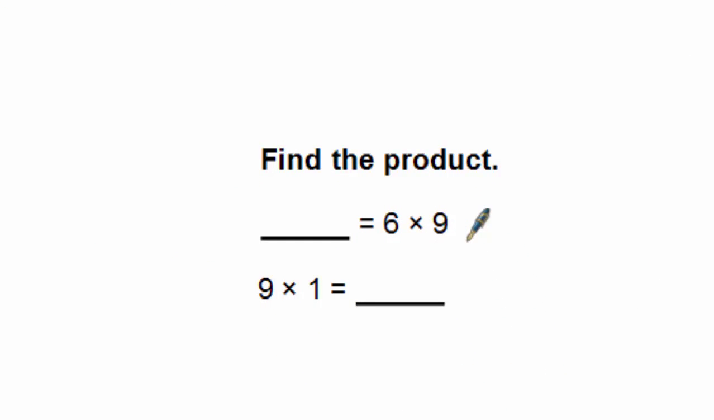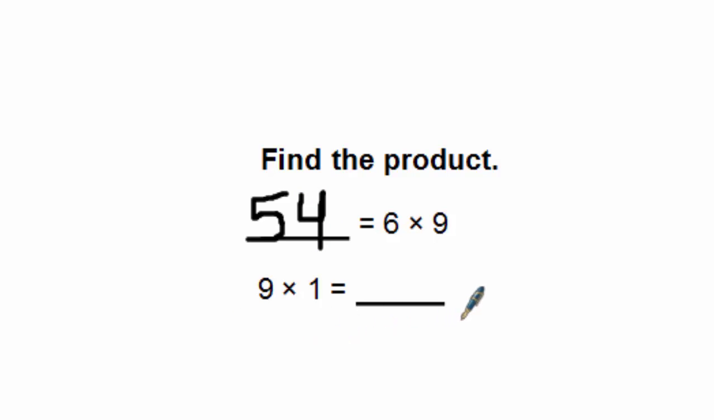What about this one down here? 6 times 9. What's the tens digit? 5. It's 1 less than the 6. Good. Now we're looking for the ones digit, which would be 4, because 5 plus 4 is 9. Look how quick the 9s are.